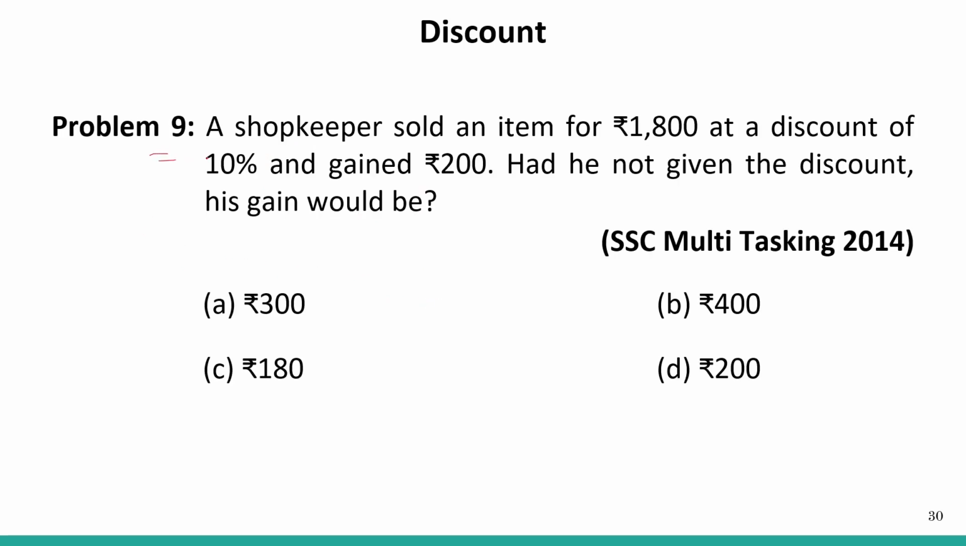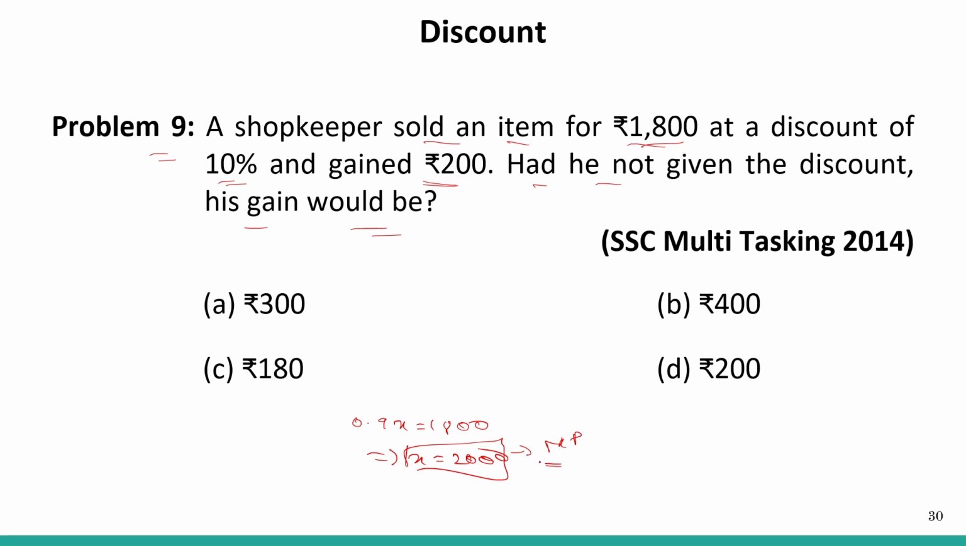So let's see problem number 9. A shopkeeper sold an item for 1800 rupees at a discount of 10% and gained 200 rupees. So had he not given the discount, what would his gain be? Okay, so he sold the item at this much at a discount of 10%. Okay, so 0.9x is equal to 1800. This implies that x is equal to 2000, right? So this is the MP, that is mark price.